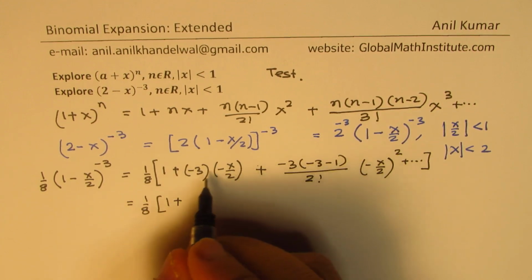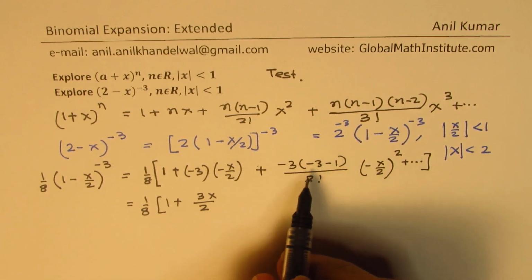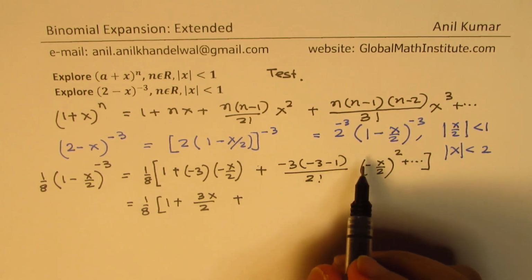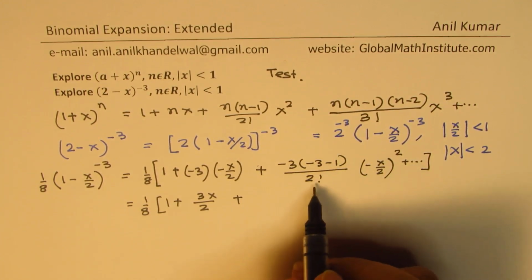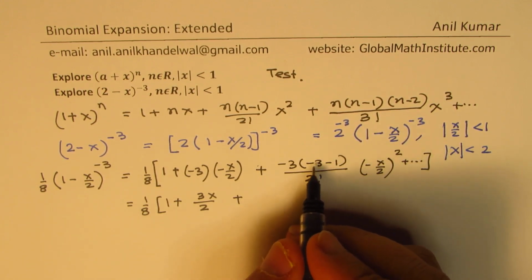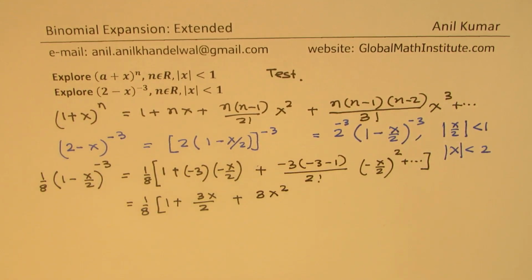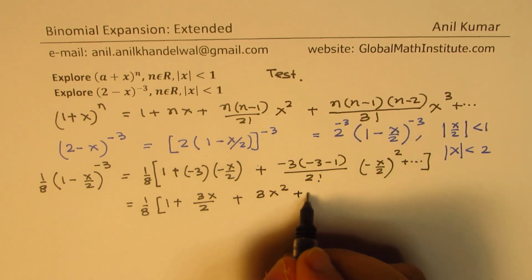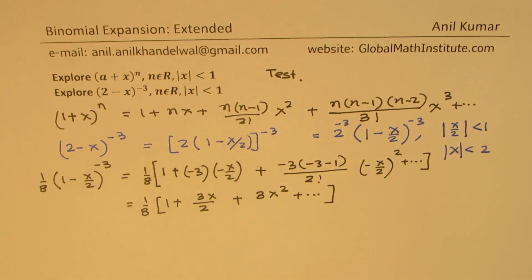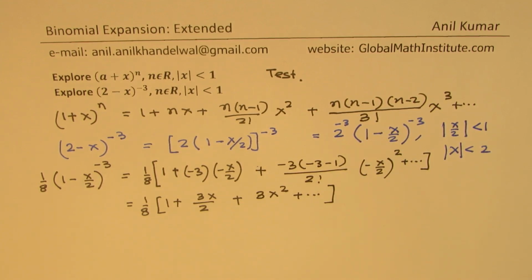So we get 1 plus, that becomes positive, 3x/2. Now this is minus minus, and that is also positive. So we get 3 times, this is minus 4, and these two 2's make 4, so the 4 cancels. We are left with 3 here. So 3x², right? Plus so on, correct? So that becomes the equivalent expression for the given expression. You can always extend it and get the next term. I hope that makes sense.